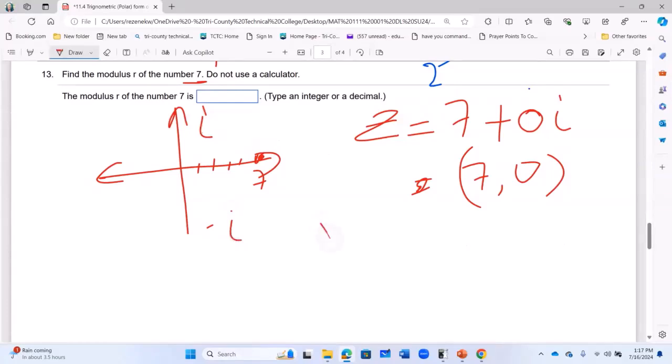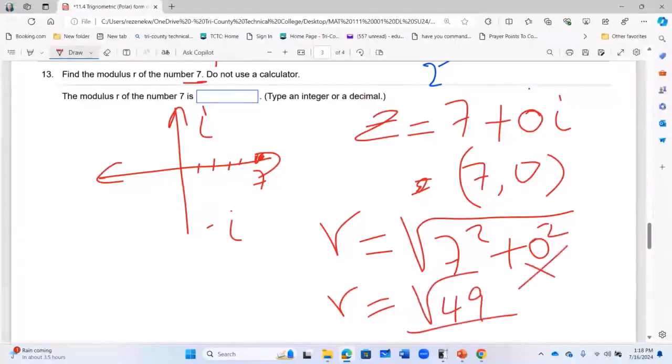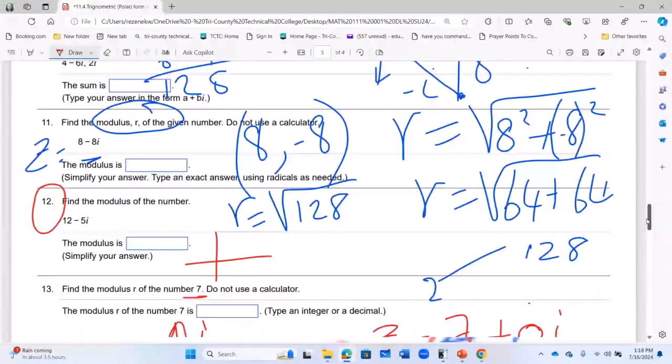And so I can actually calculate R. So calculate R: 7 squared plus 0 squared. So the modulus R is equal to the square root of 49, which is 7, since 0 squared is nothing. And so the value of R is 7. So it's not a big deal. Question number 13 is not a big deal. Okay, well, let's go to question number 14.